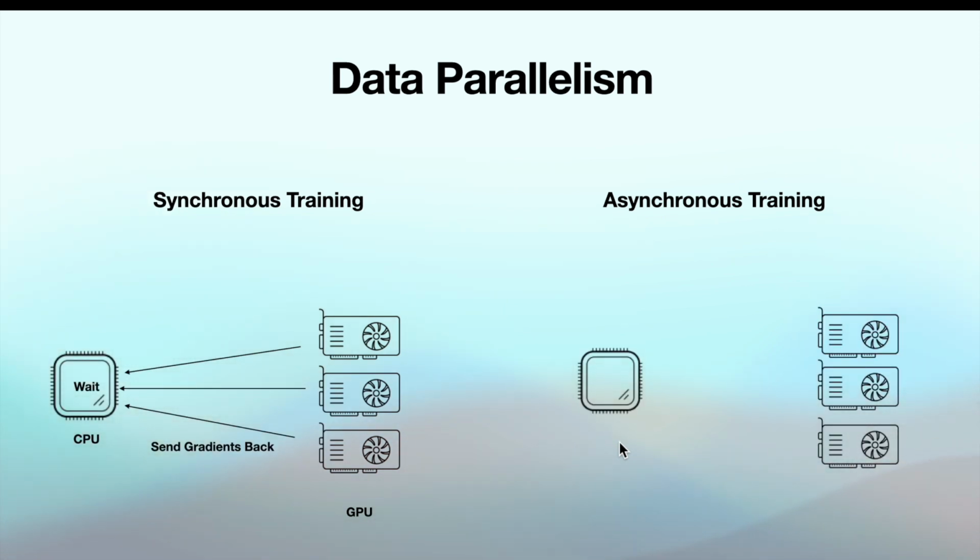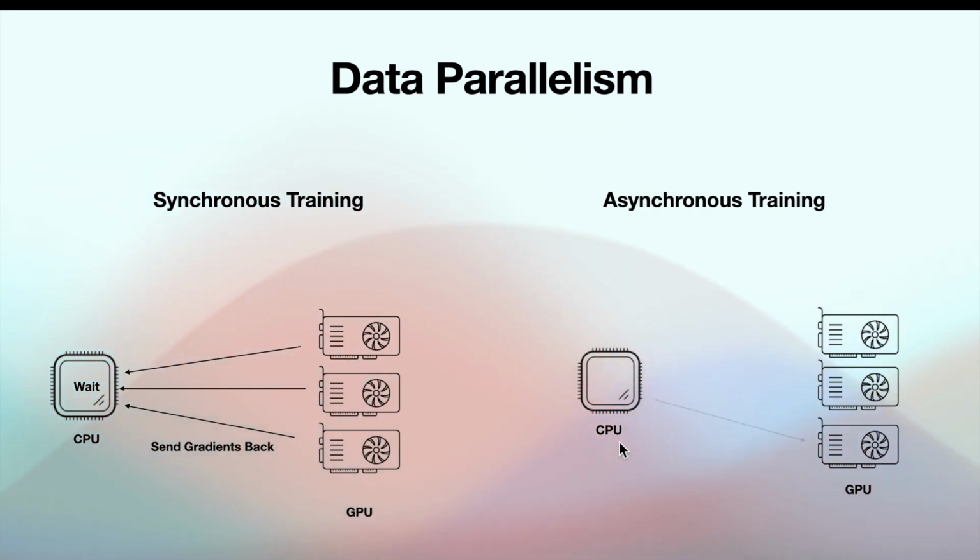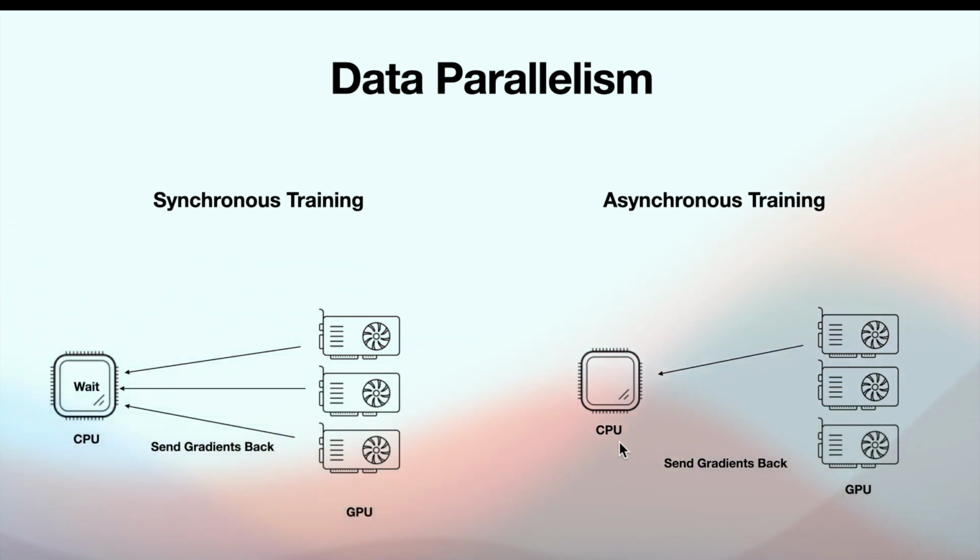The steps with asynchronous training are very similar. We take the model and a part of data and send it to the GPUs. But instead of waiting for the gradients to come back, we do not go into a wait state, and the gradients come back as and when they become ready. This means that the training is much faster as compared to synchronous training. However, the updates to the parameters can be noisy.